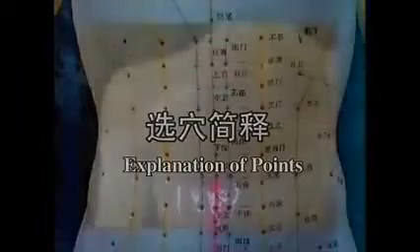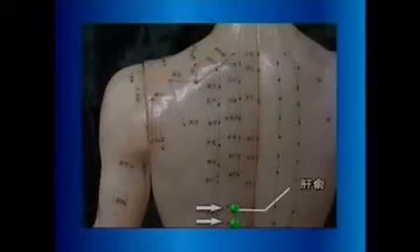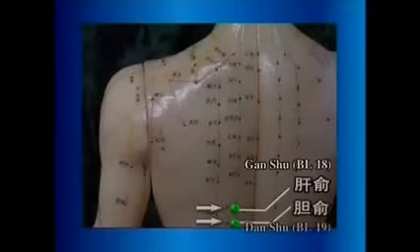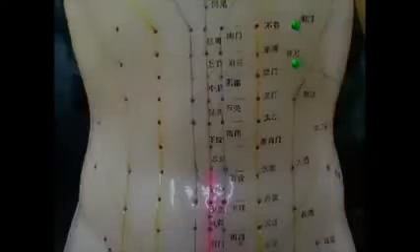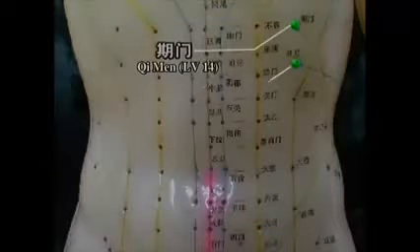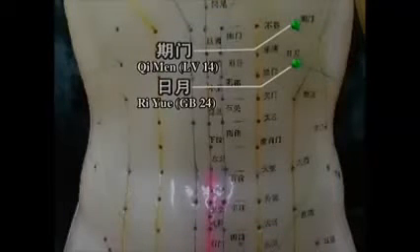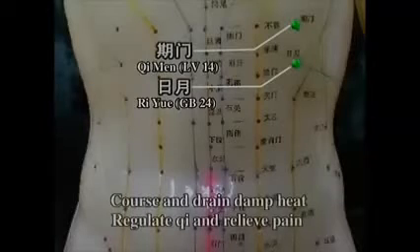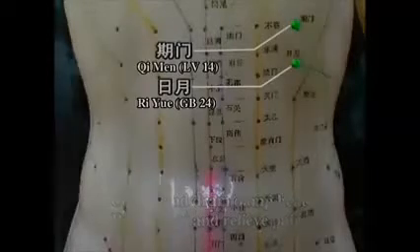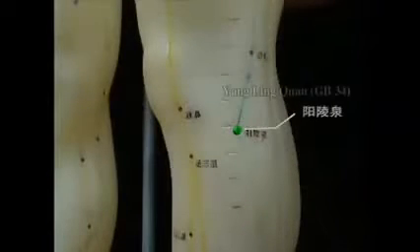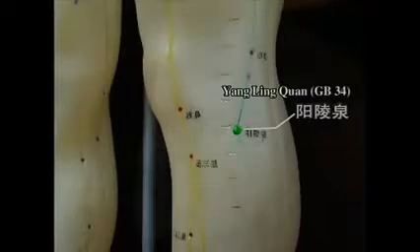Explanation of points. Bladder 18 and bladder 19 clear liver and gallbladder damp heat. Liver 14 is the alarm point of the liver. Gallbladder 24 is the alarm point of the gallbladder. The combination of these alarm points can course and drain damp heat, regulate qi, and relieve pain. Gallbladder 34 can benefit the liver and gallbladder and clear damp heat.